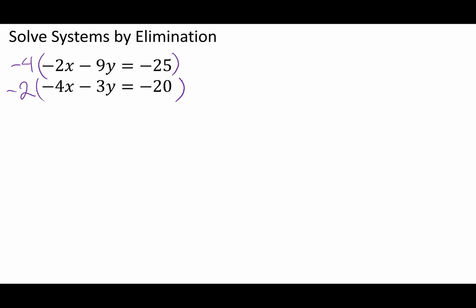All right, so I'm going to do 4 times 2, which gives me 8. Negative times negative is a positive. Negative 4 times negative 9 is a positive 36. And negative 4 times negative 25 is 100.